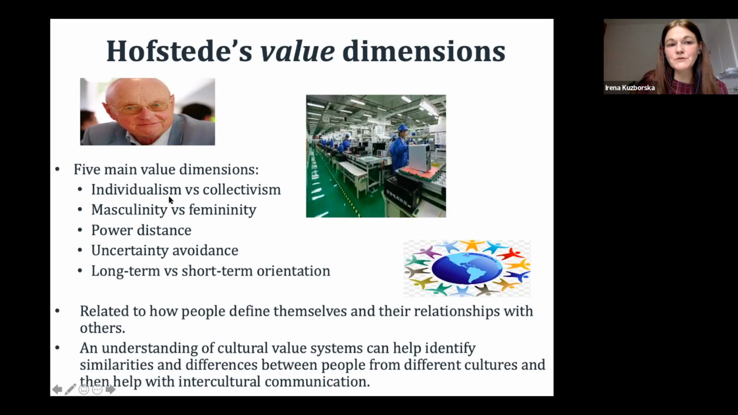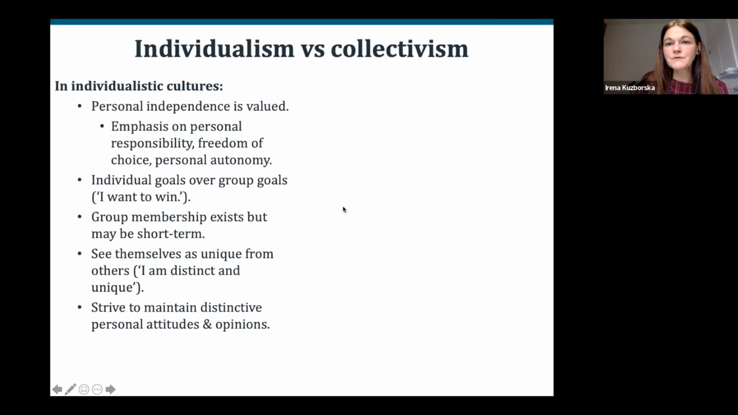As I said, we are going to focus on 3 of them: individualist versus collectivist, power distance, and uncertainty avoidance values. So first of all, individualism. In these cultures, independence is really valued. The focus is on freedom of choice, personal responsibility, personal autonomy. Individual goals are more valued than group goals.